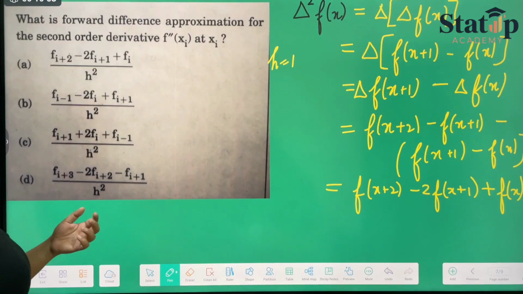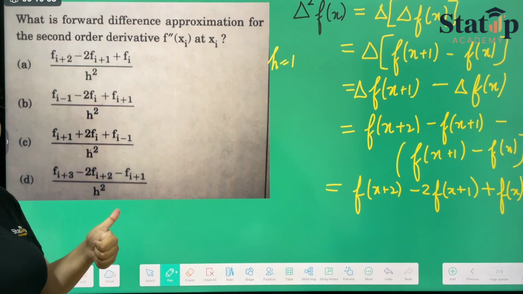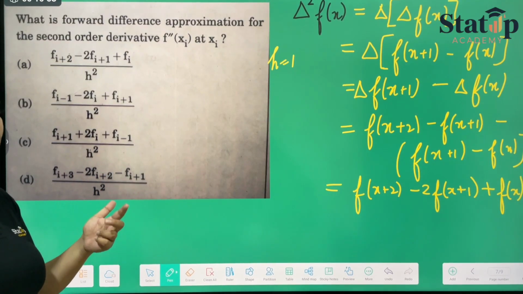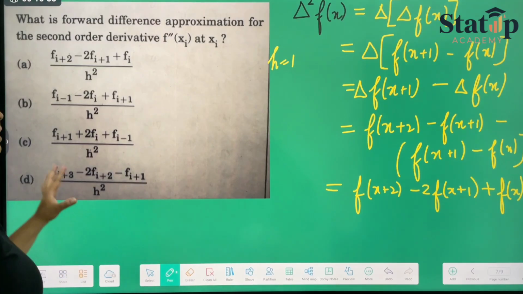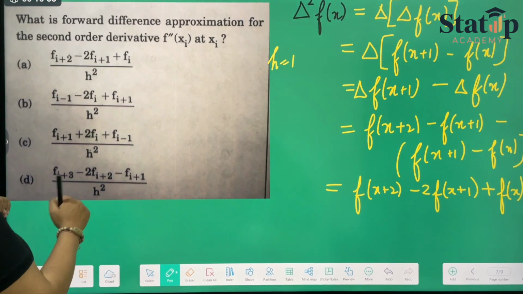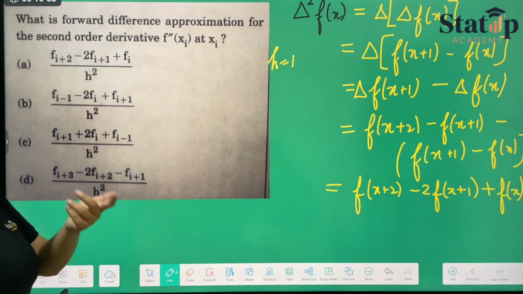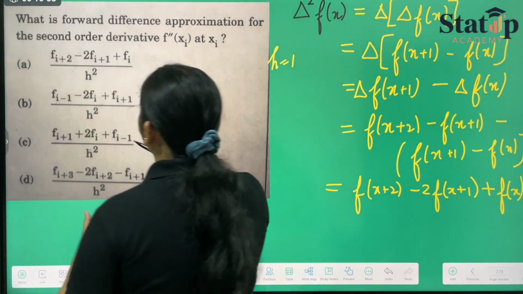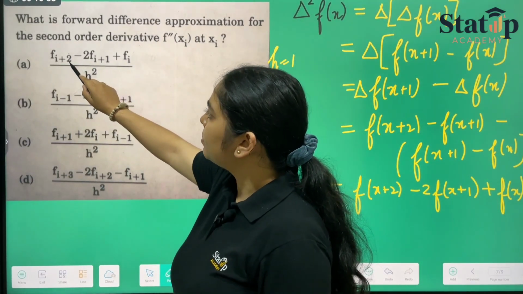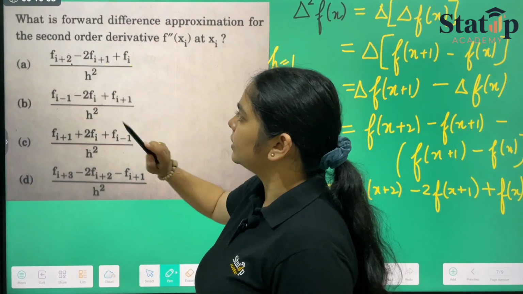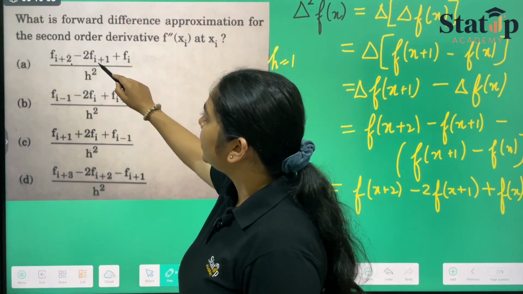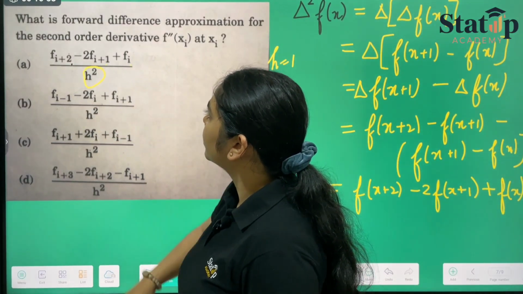So our second order will have three components: fx plus 2, minus 2 fx plus 1, and plus fx. Here we can see that there are i plus 2 and i plus 1, so i is considered as x here. So see, first is i plus 2, i plus 1 and i. These are correct. But h square is given here.